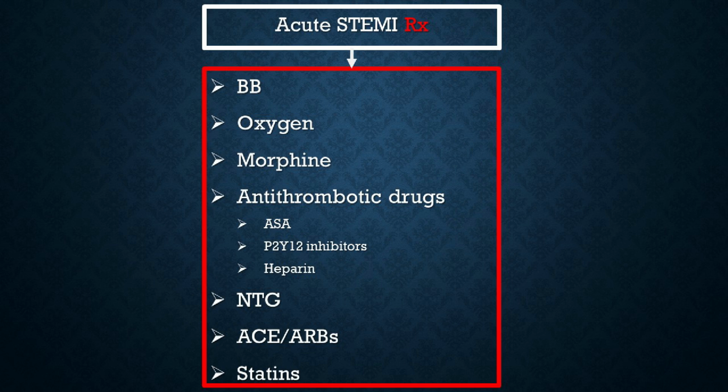Okay, so from the beta blockers, the most commonly used one is IV or oral metoprolol. If you start with IV, you should switch it to oral after the patient has been stabilized. Okay, OX stands for oxygen to keep the saturation high, M is for morphine to decrease the pain, and A stands for antithrombotic drugs. Now here we have two antiplatelet drugs, which are the aspirin and the P2Y12 inhibitors, and one anticoagulant, which is heparin.